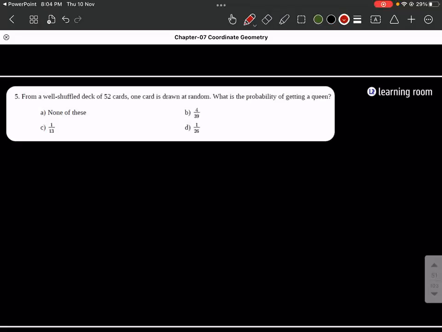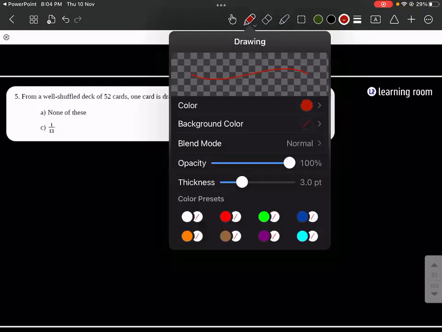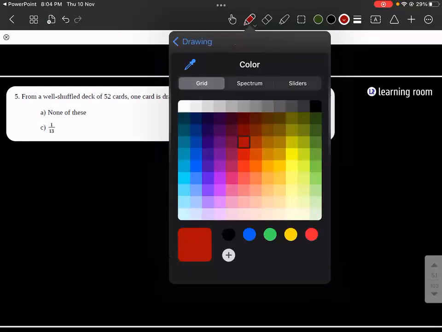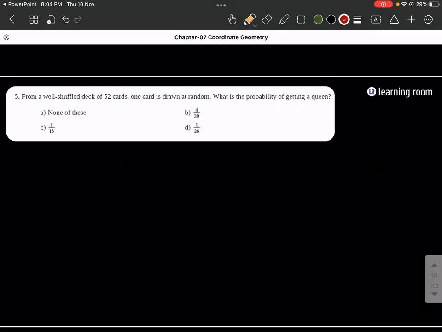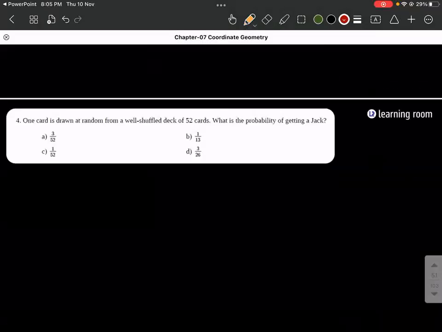From a well-shuffled deck of 52 cards, one card is drawn at random. What is the probability of getting a queen? 1 by 13, sir. It'll be 4 by 52, sir. So 4 queens are there, 4 out of 52. That's right. So 1 out of 13.